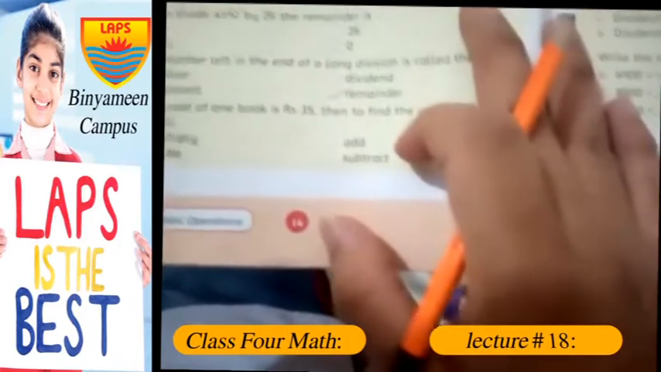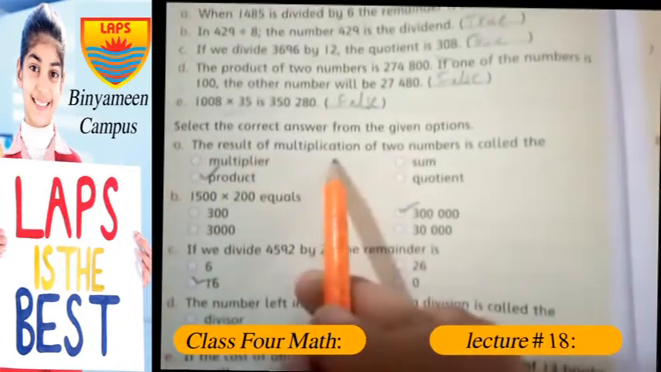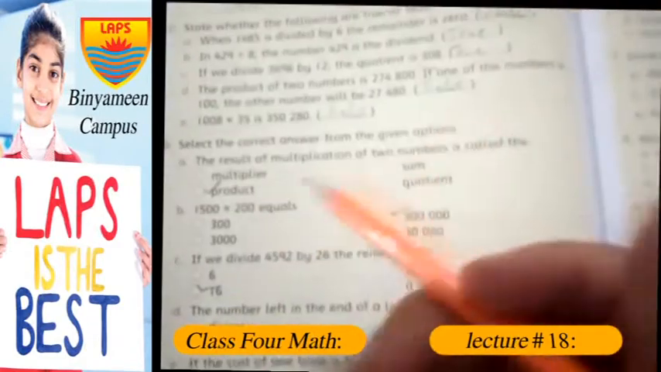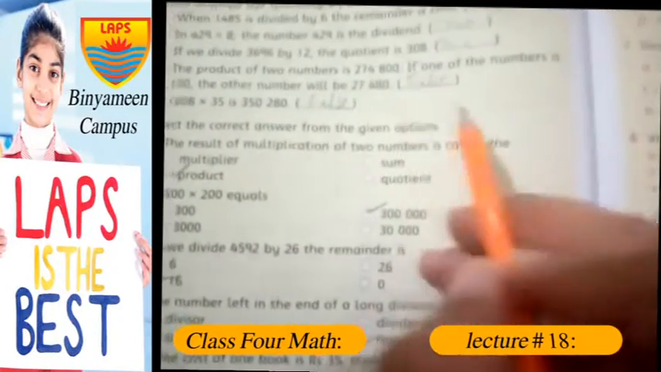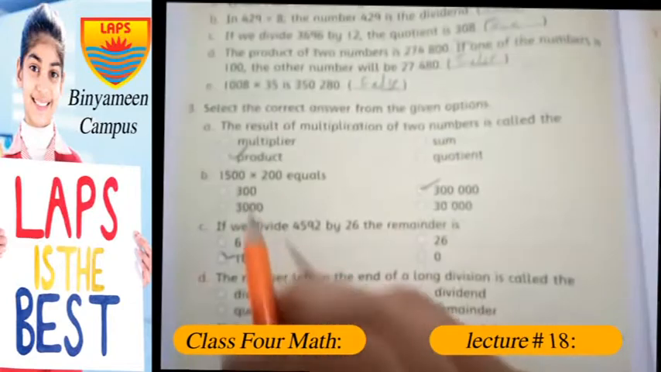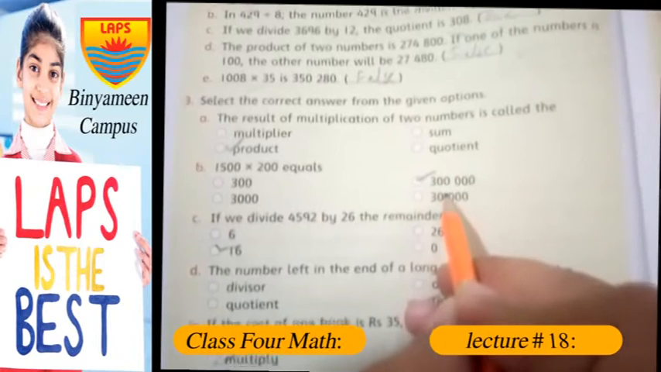If you open your books to page number 14, we have some MCQs given here which we will be solving. The result of the multiplication of two numbers is called the product. Actually in multiplication problems we are given two numbers, multiplicand and multiplier, and their result is product. If we multiply 1500 with 200, we get the answer 300,000 here.